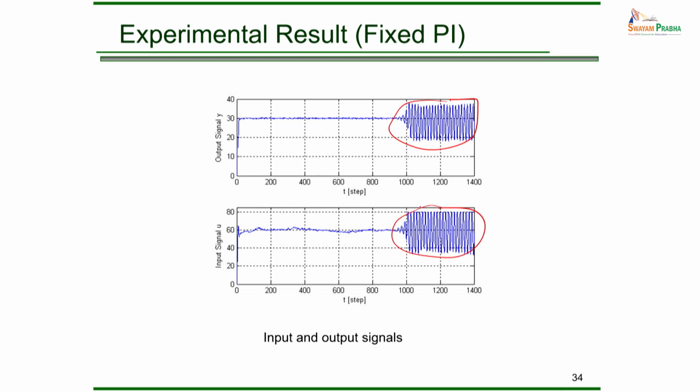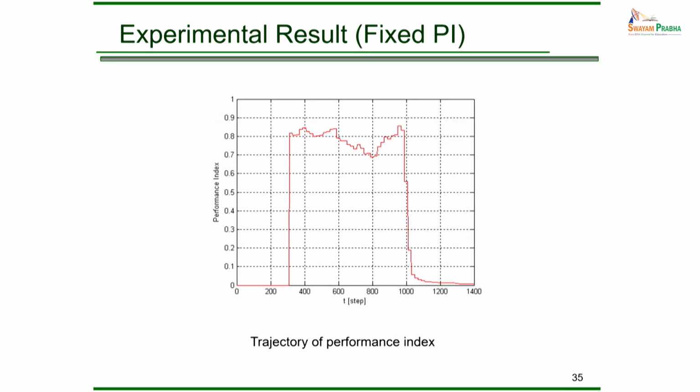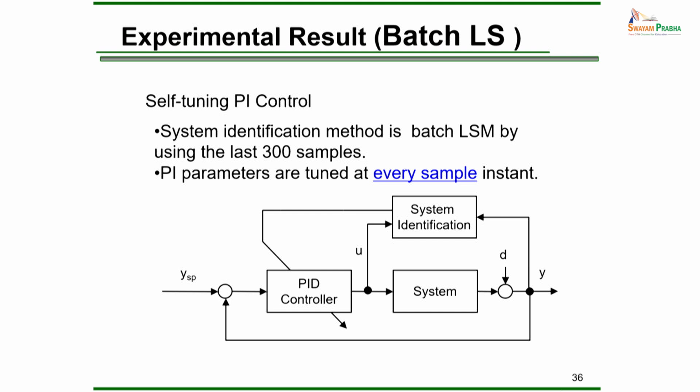Not only that, the output also chatters, and this is what you do not want to see happen, because it will wear the valve out, and this is not good for the process. So if you measure the performance index, it does go significantly below 0.1 for this case of fixed PI control. So that was the case for the fixed PI control.